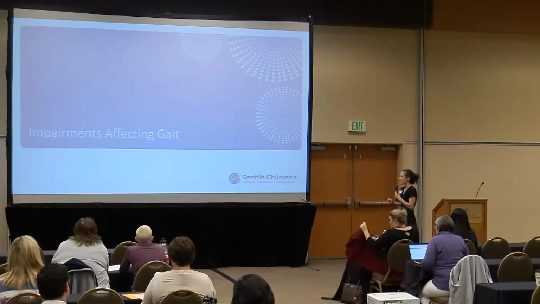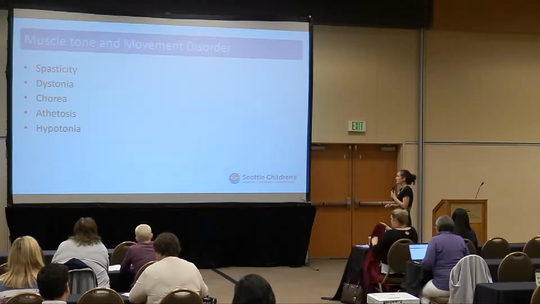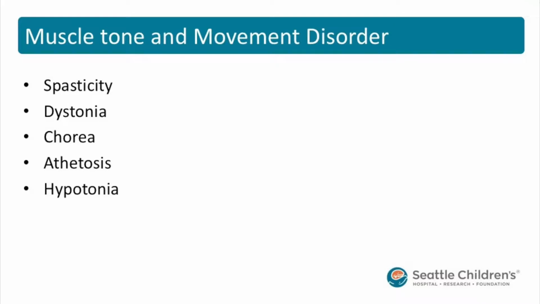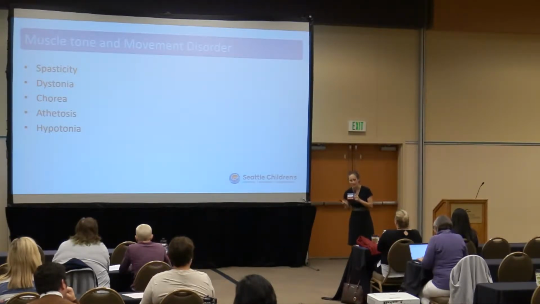Because gait is a lot about what we think of when we think about intervention. So these are the types of impairments that affect gait. So spasticity, this is just velocity-dependent resistance to passive range of motion. You hear about a lot of kids having spastic CP. Spastic CP is very common.